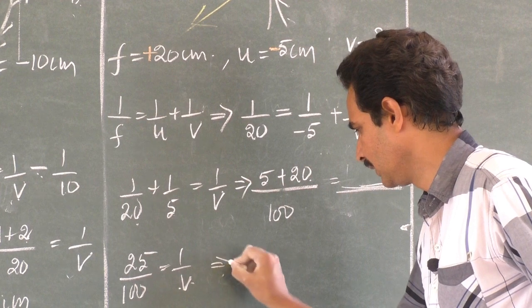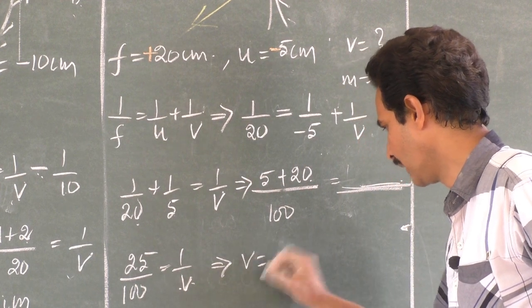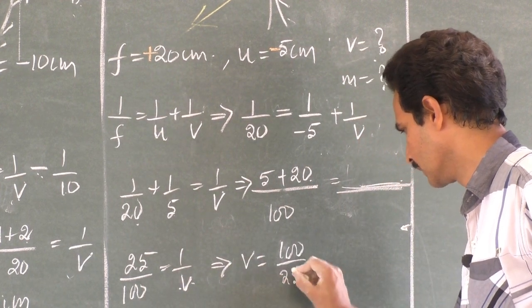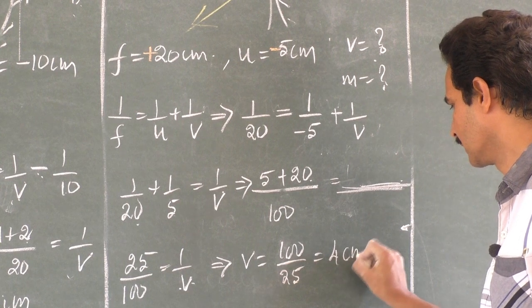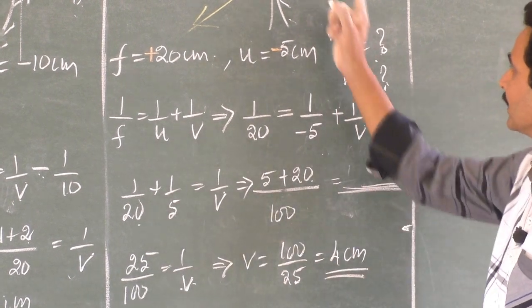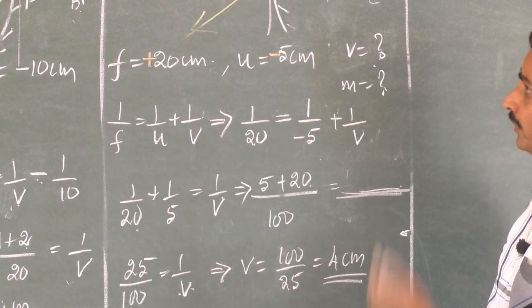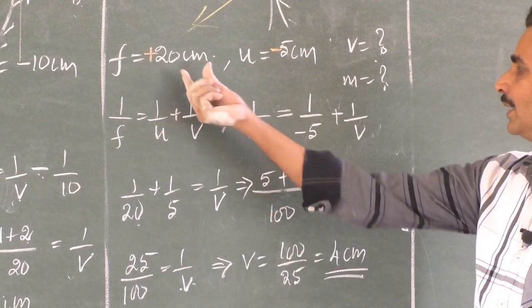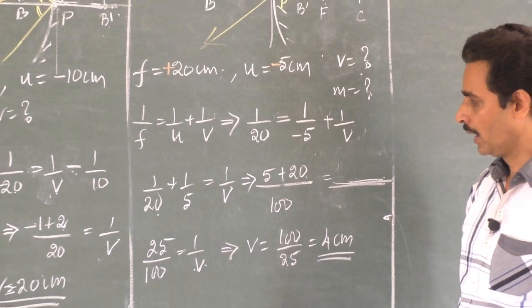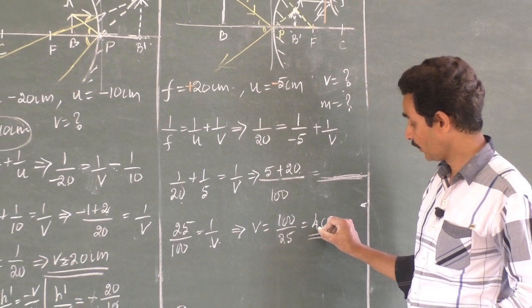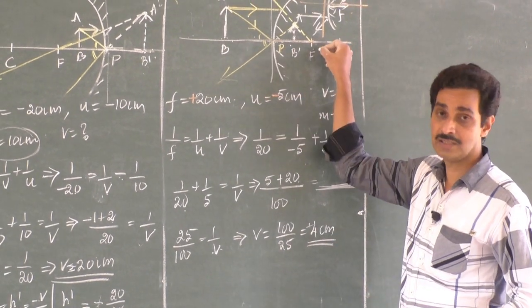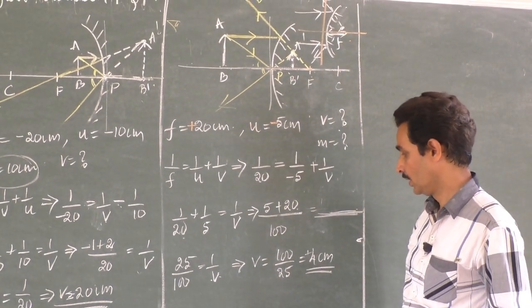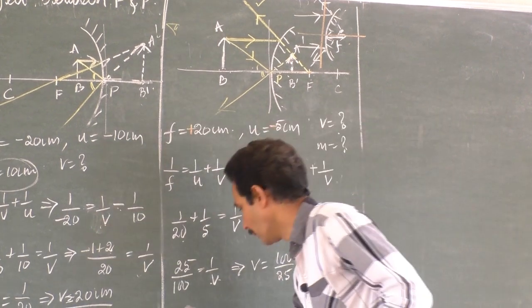What is v? V is equal to 100 by 25. That is 4 centimeters. Now, is this within the focus? Even inside the convex mirror, it is formed within the focus. Yes, definitely. So the image is formed, plus, within the mirror. It is positive.